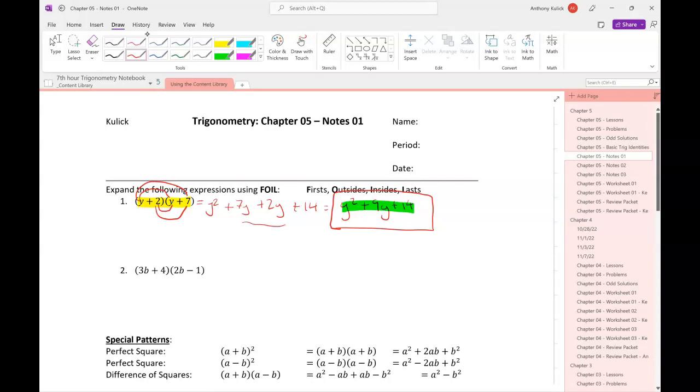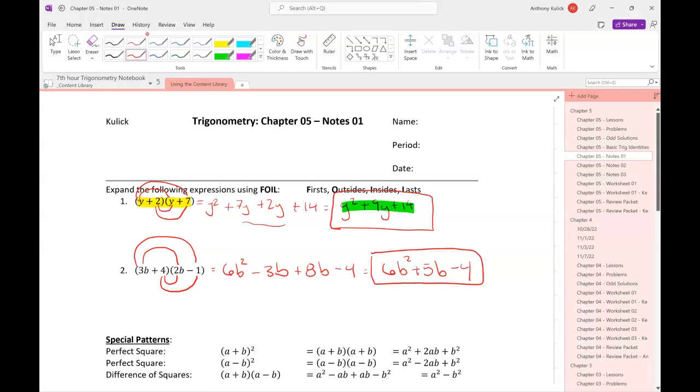Should be pretty easy stuff right now. Okay. The firsts gave us 6b squared. The outer, negative 3b. The inner, 8b. And the last, negative 4. When we combine our like terms, we get 6b squared plus 5b minus 4. Is that what you guys got? Nice.